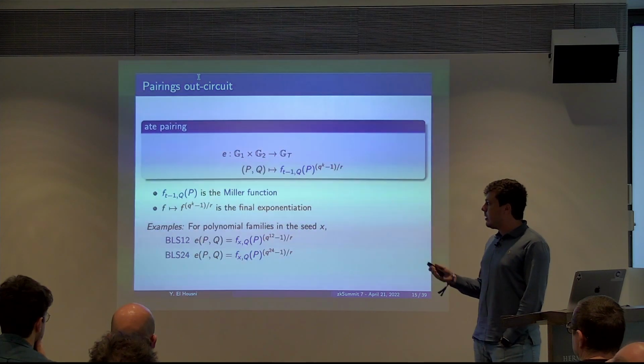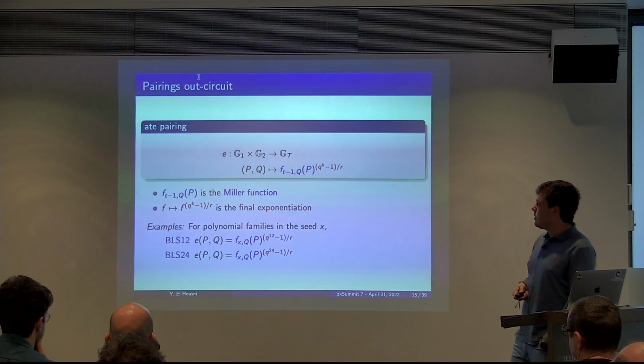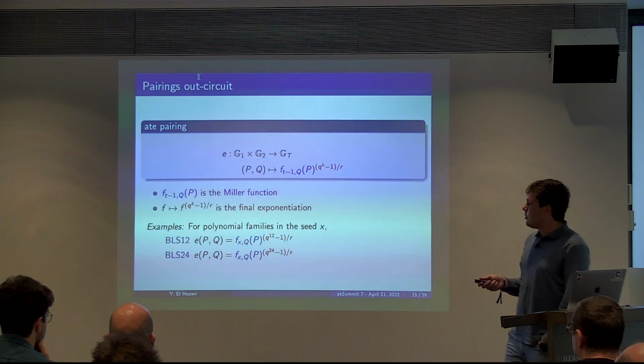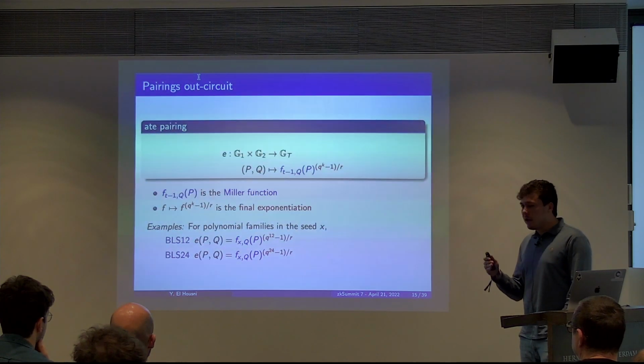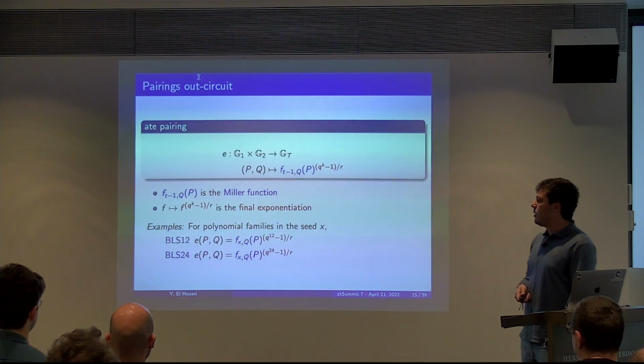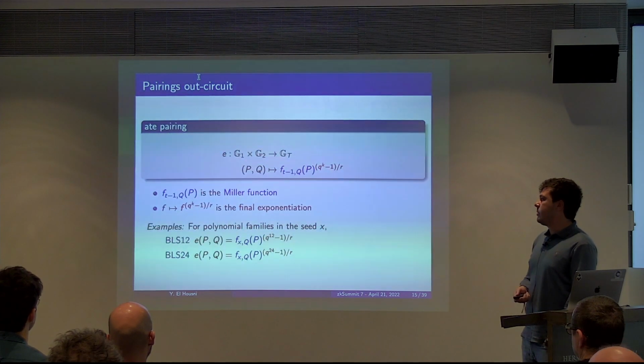So it is done in 2 steps: what we call the Miller function, and then what we call the final exponentiation. So you just need to compute a function, and then you exponentiate to q to the k minus 1 out of r. So for BLS12 or BLS24, this is what you need.